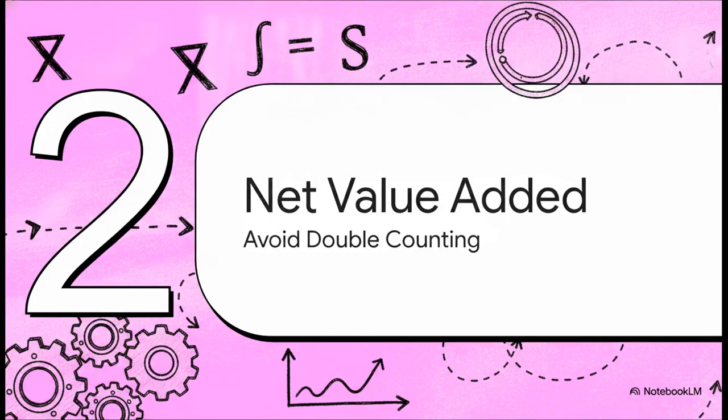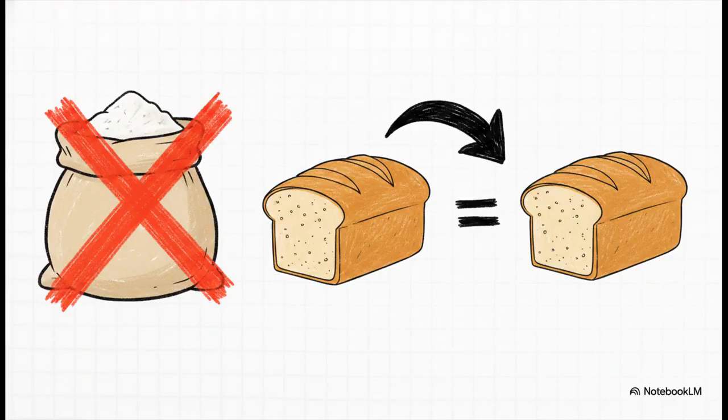Moving right along to step 2, net value added. Pay extreme attention here, guys, because this is exactly where candidates bleed marks on the exam. The cardinal sin of macroeconomic accounting is double counting. We need to calculate the final value of goods and services produced by each enterprise, but we absolutely do not include the value of intermediate goods. You must subtract the value of intermediate products from the firm's total output.